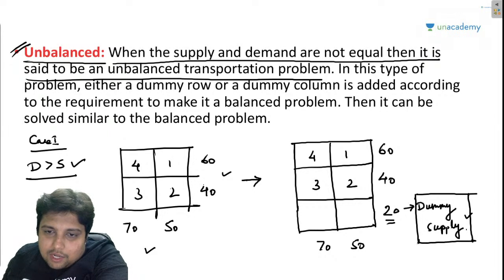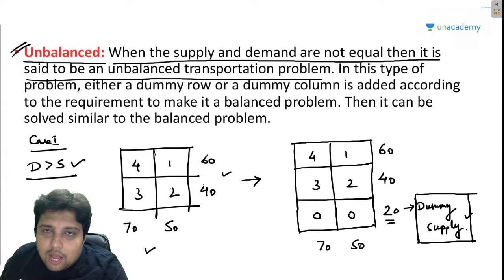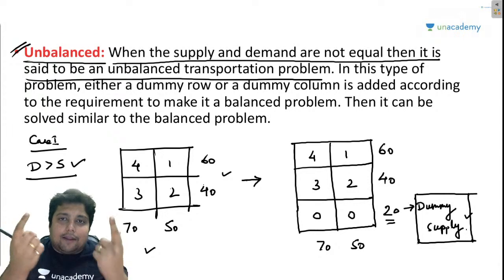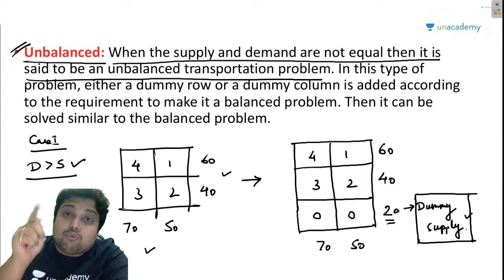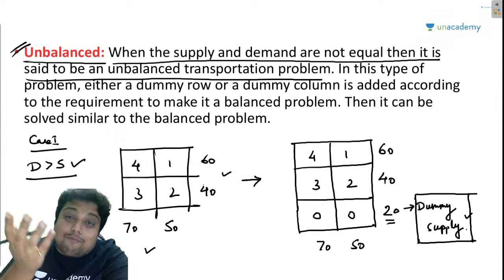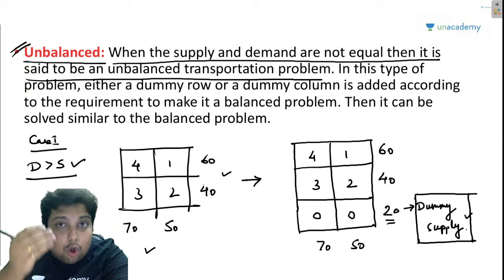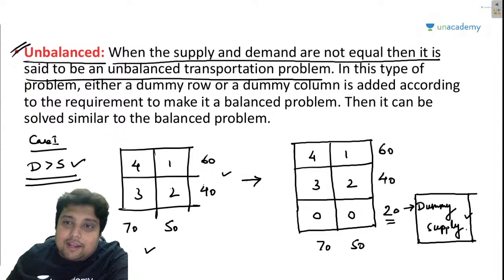I will be adding a transportation cost of 0 here. So if these 20 units are going to these warehouses, they will not add to the total transportation cost. Because I wanted to balance the problem so that I can solve it using the transportation algorithm, I have balanced it, and it is not going to affect my solution or my transportation cost. So remember, whenever demand is greater than supply, add a dummy supply, correct?